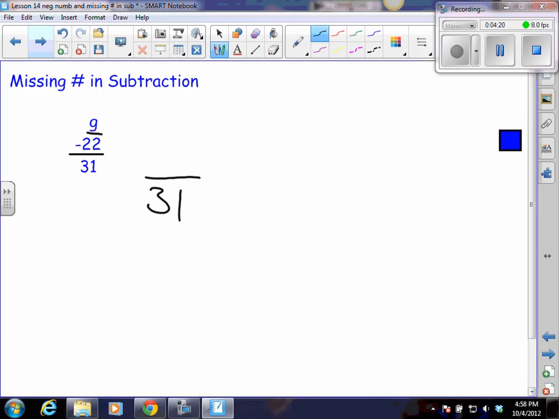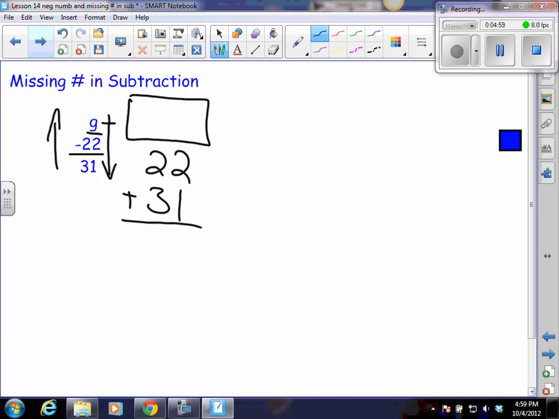And so we have our 31. We're going to do 22, and now we're going to add these together. So whether you rewrite it like this, or if you keep it in your original form, and since our subtraction problem is going down, to solve now we can go up and change this into an addition problem. So 31 plus 22 should give us our answer for g, or what this missing idea is, which represents our g.